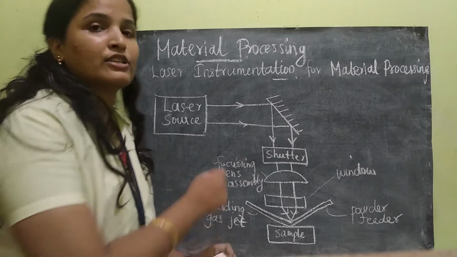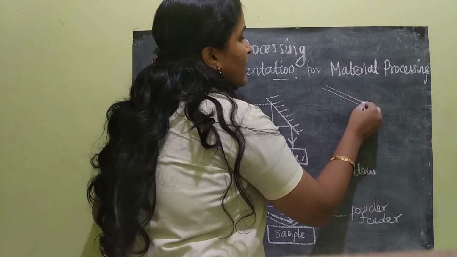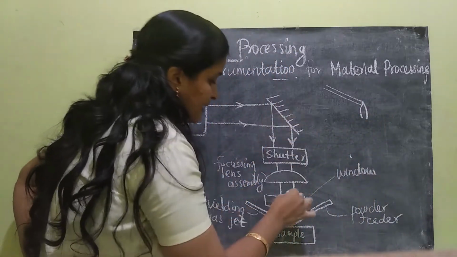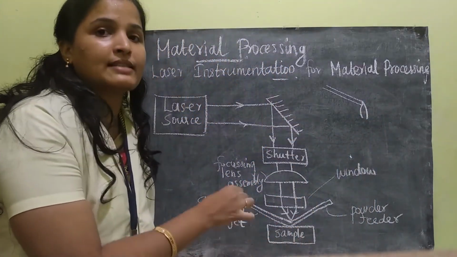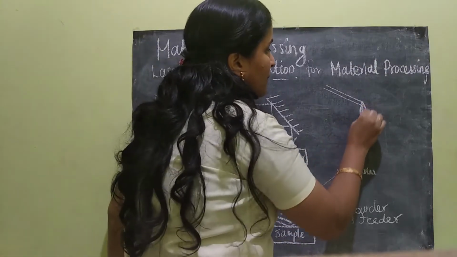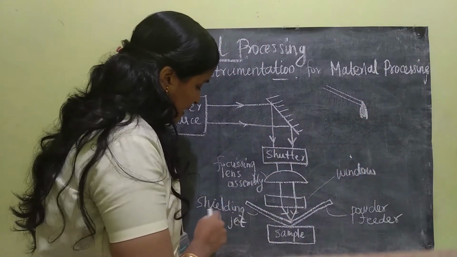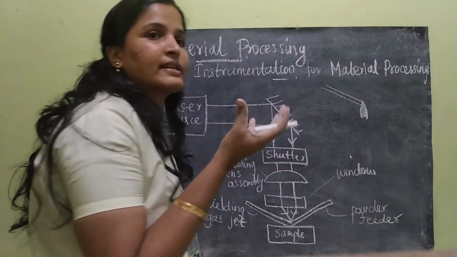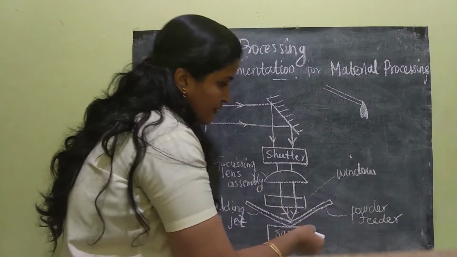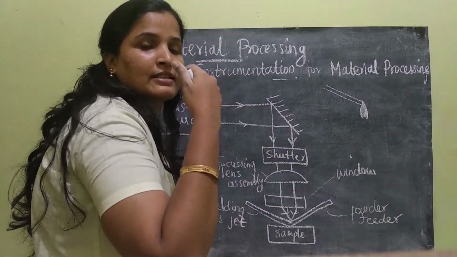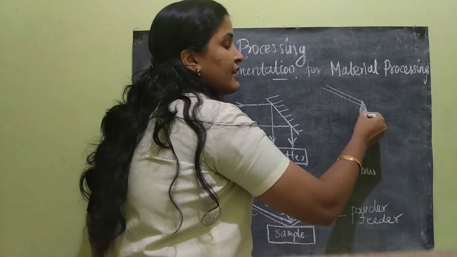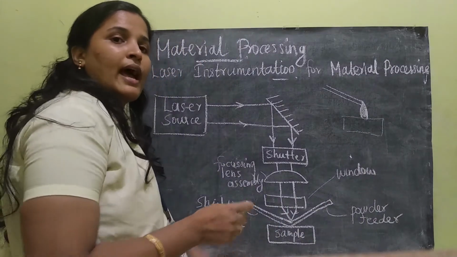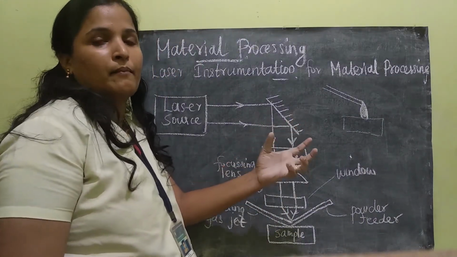Basically it operates like this. The laser light will make a hole on the sample. Over the hole, the shielding gas jet will make the molten material. When the powder feeder sprays the metal powder, everything will be bound over the material, and it will become a hard welding material.